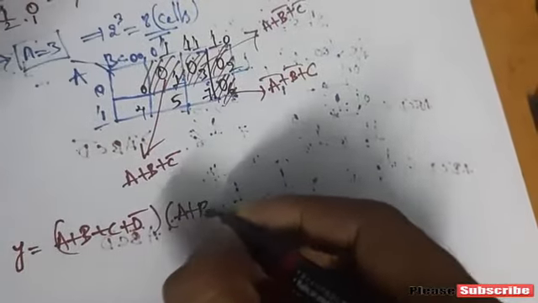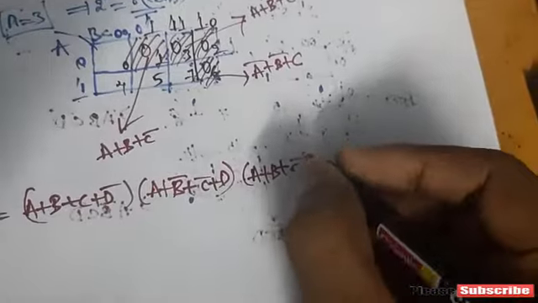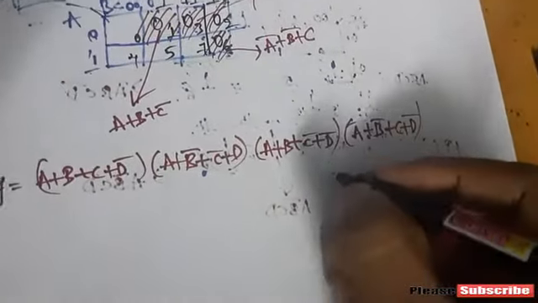Next, let's see one more example. Question: y is equal to A plus B plus C plus D bar, into A plus B bar plus C bar plus D, into A plus B plus C bar plus D bar, into A bar plus B bar plus C plus D bar, into A bar plus B bar plus C bar plus D.